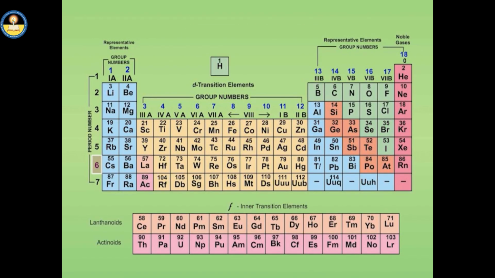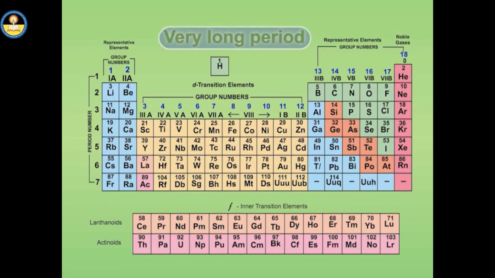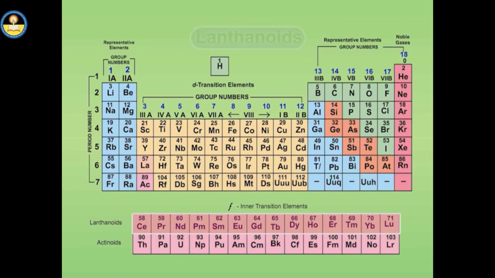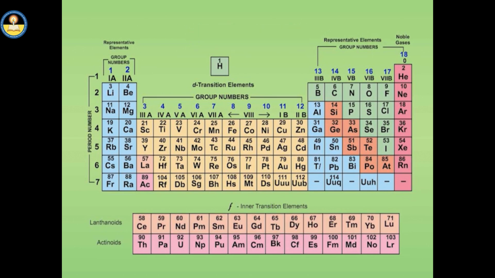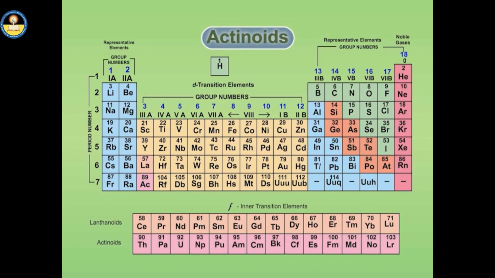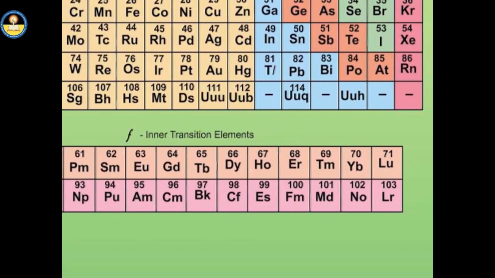The sixth period has 32 elements. It is known as the very long period. The seventh period is incomplete. 14 elements of the sixth period are known as lanthanoids, and 14 elements of the seventh period are known as actinoids. Lanthanoids and actinoids are placed at the bottom of the periodic table.